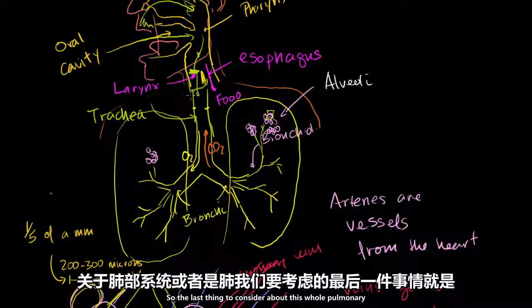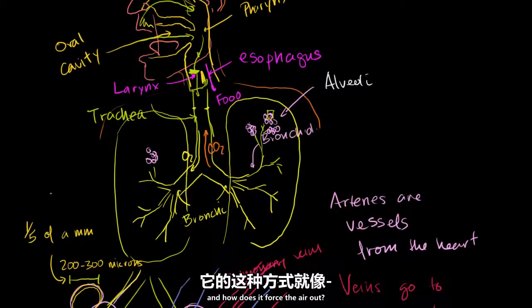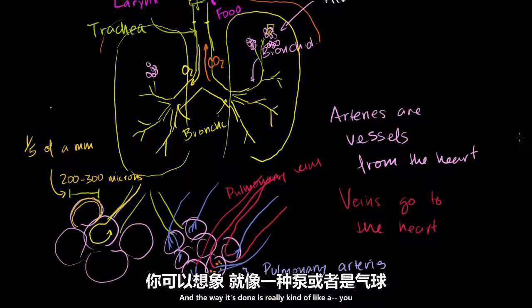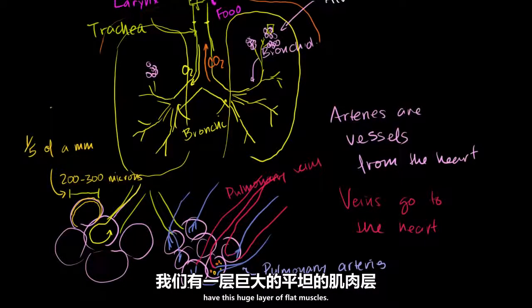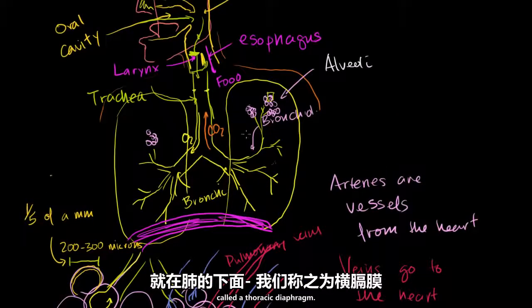So the last thing to consider about this whole pulmonary system, or about our lungs, is, how does it force the air in, and how does it force the air out? The way it's done is really kind of like a pump or a balloon. We have this huge layer of flat muscles. So if these are my lungs, I have a huge layer of flat muscles right here, right below the lungs, and this is called the thoracic diaphragm.